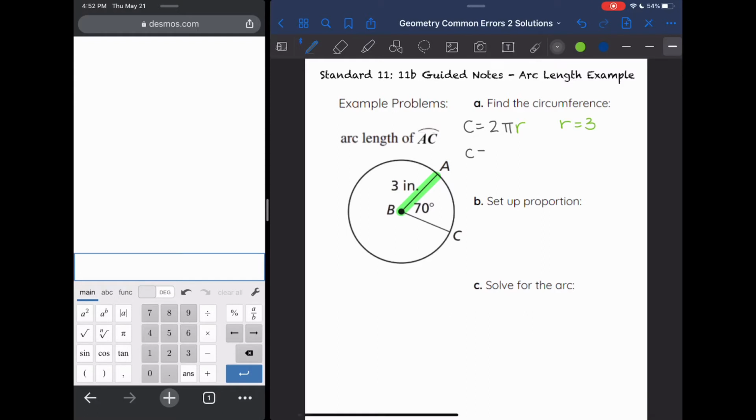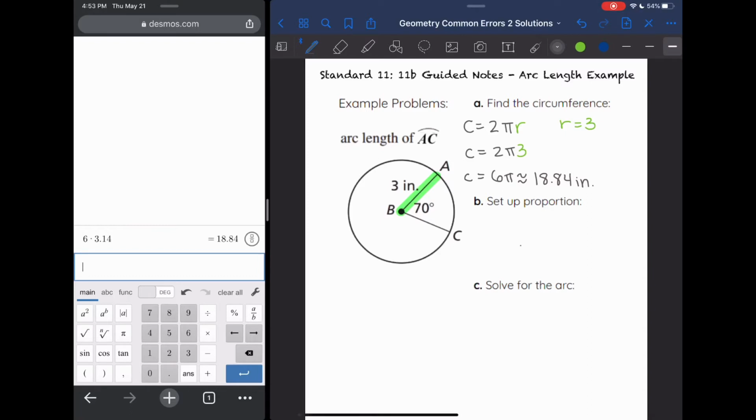Our circumference equals 2 times pi times 3. We can multiply the 2 times 3, so we have our circumference equals 6 pi. And then we can get the decimal approximation of 6 pi by multiplying 6 times 3.14. So our circumference is approximately 18.84 inches.